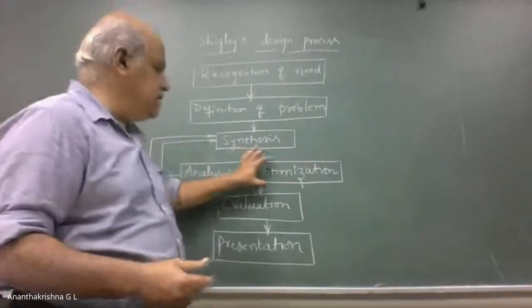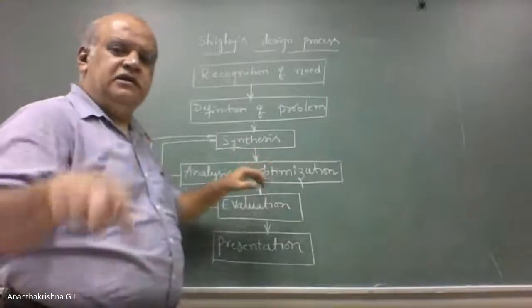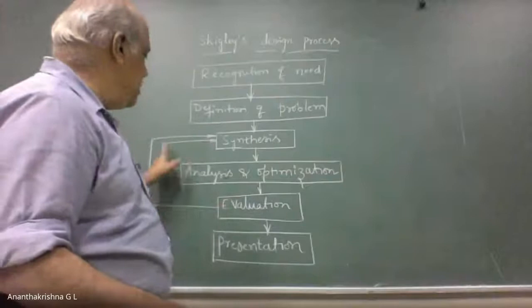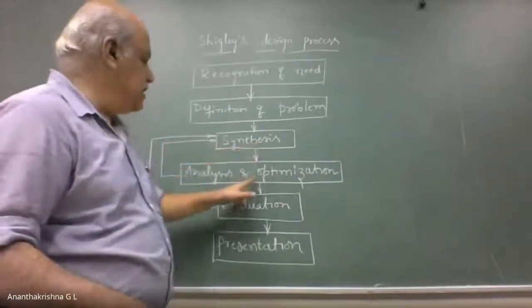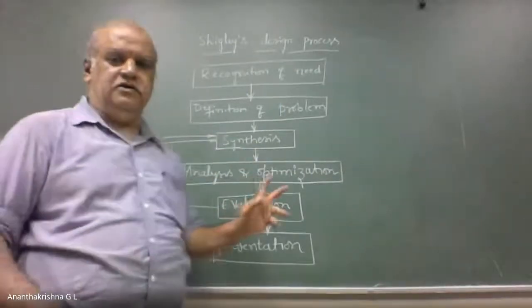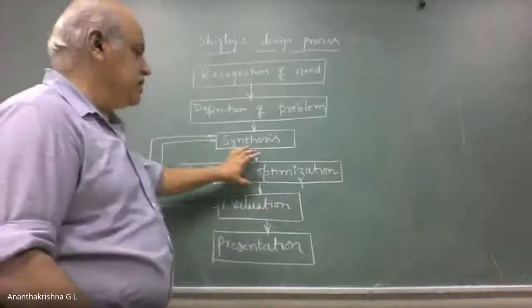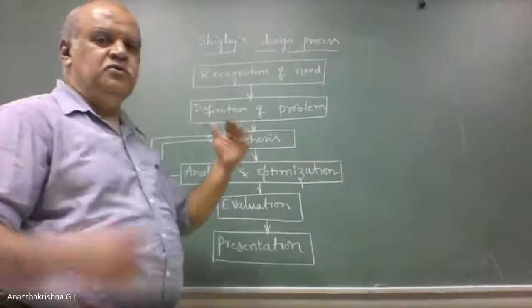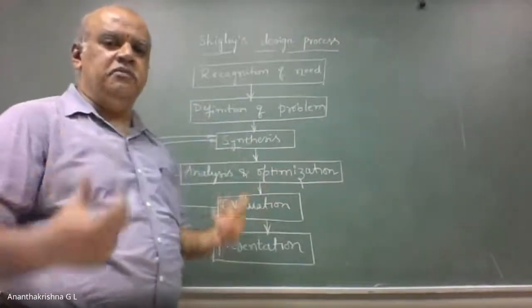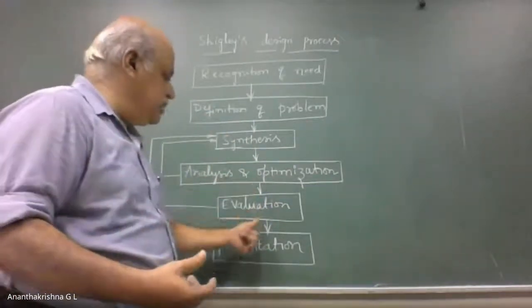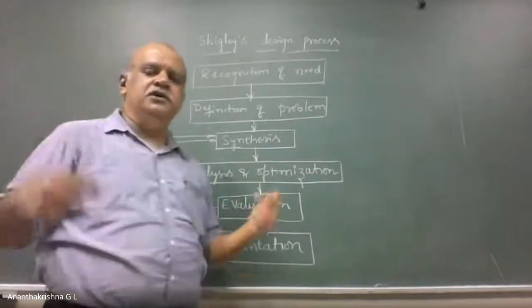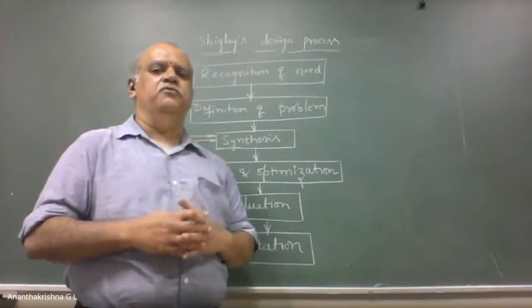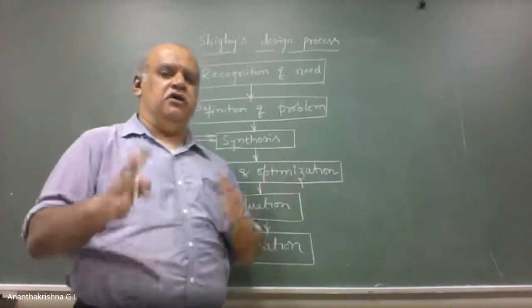So after analysis and optimization, if there is any deviation or correction required, it will go back to synthesis stage, and then it will come back to analysis, whether the components are really working or the optimization is complete. Once analysis, that is to evaluate forces and determine the sizes, it will go to evaluation stage. Evaluation is essentially like testing a component. That's how you evaluate a machine that you have developed.